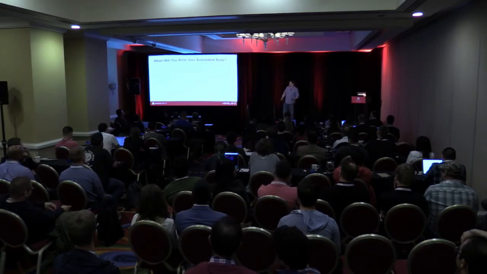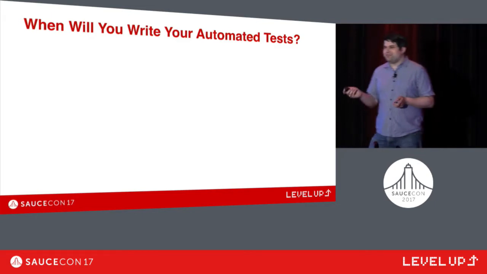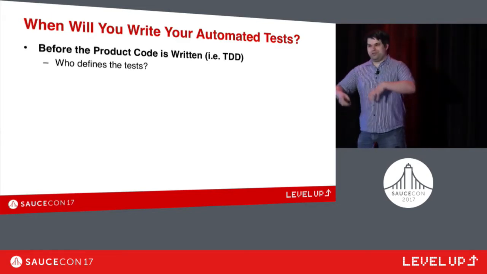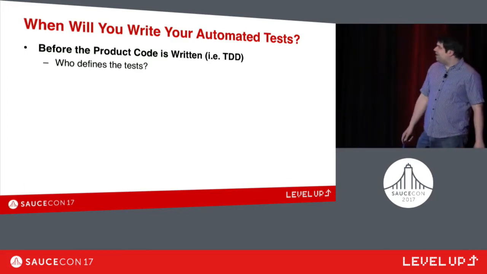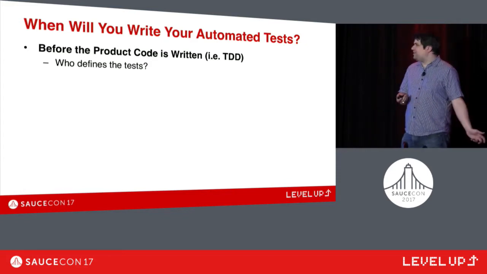So another thing you should think about with your automation culture is, when will you write the test? You sort of have three choices. You have before the product is written, sort of the TDD approach: write the tests, make them pass, you have a product. In this case, who defines the tests is kind of a question you might want to answer.